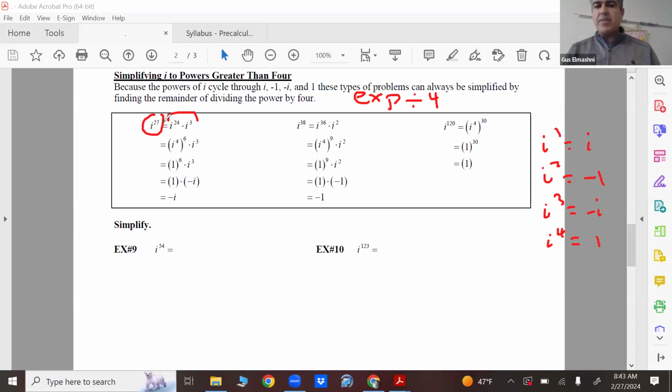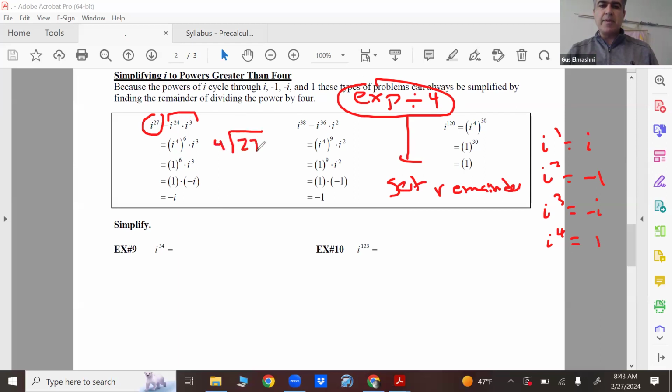So if you're asked to evaluate i to the 27 or i to the 30 or some really weird exponent, ask yourself, what's the exponent divided by 4? And then get the remainder. You might remember old school division. How many times does 4 go into 27? 6 times. What's my remainder? So that's why I can write this as i to the 4th raised to the 6th power times i cubed. And i to the 4th is just 1 anyway. So i cubed, if you go through the cycle, i, -1, -i, is third in the cycle. So it's -i.